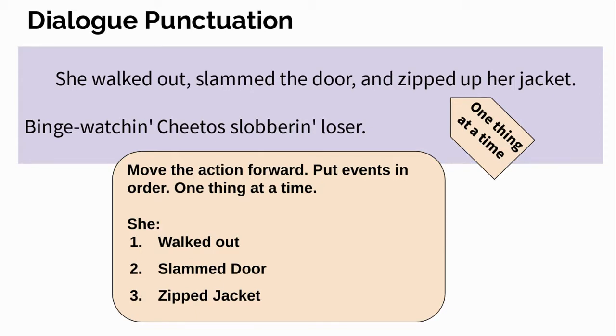Okay? So to move the action forward, put events in order, one thing at a time. Here it says, "She walked out, slammed the door, and zipped up her jacket." The first thing she did was walk out. Then she slammed the door. Then she zipped her jacket. But we see it very successively and very quickly. If you tried to do this all at once, it might confuse the reader. "She slammed the door as she walked out, zipping up her jacket." The reader's like, wait, what happened first? It's confusing. It's okay to just put things in order. It will speed up in the reader's mind.